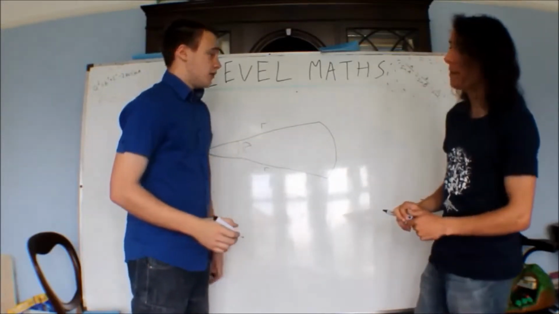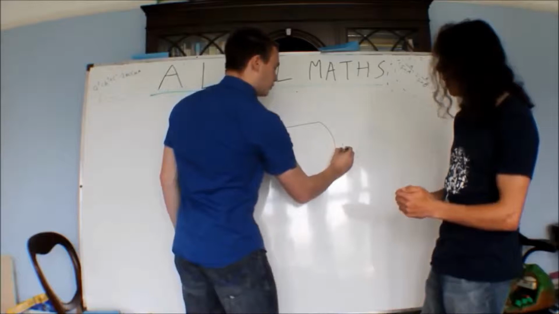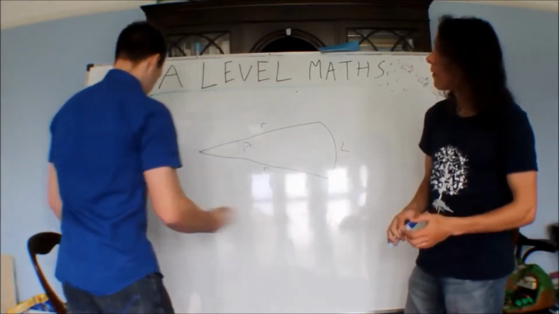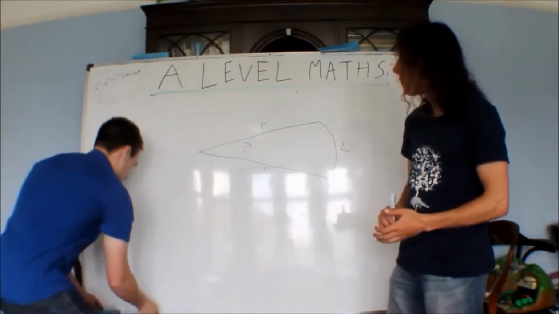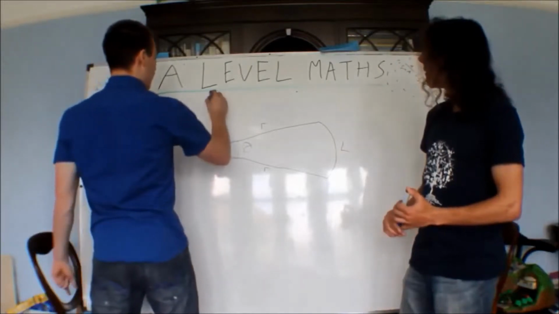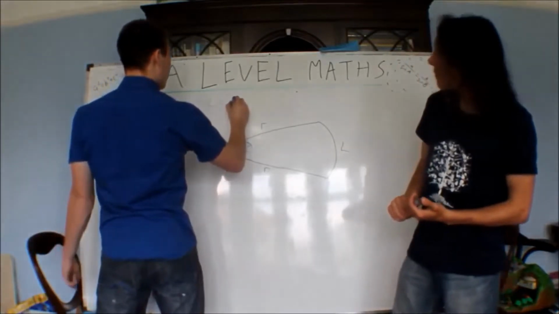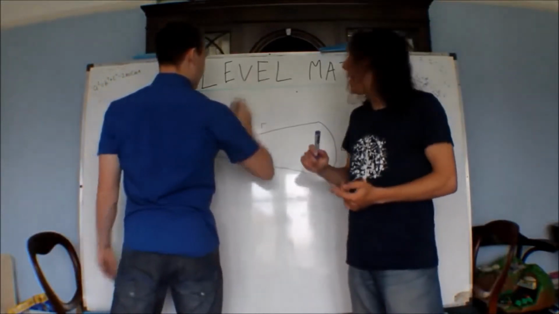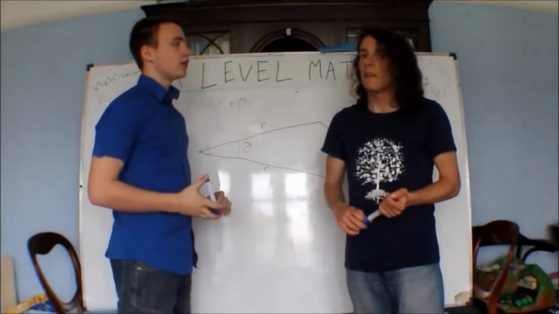And you want to know this, to start with? It's called our arc length, and there's an equation for it. We'll call it L in this case. So, I'll do it in blue, I think. L equals R theta. Except theta needs to be in radians.